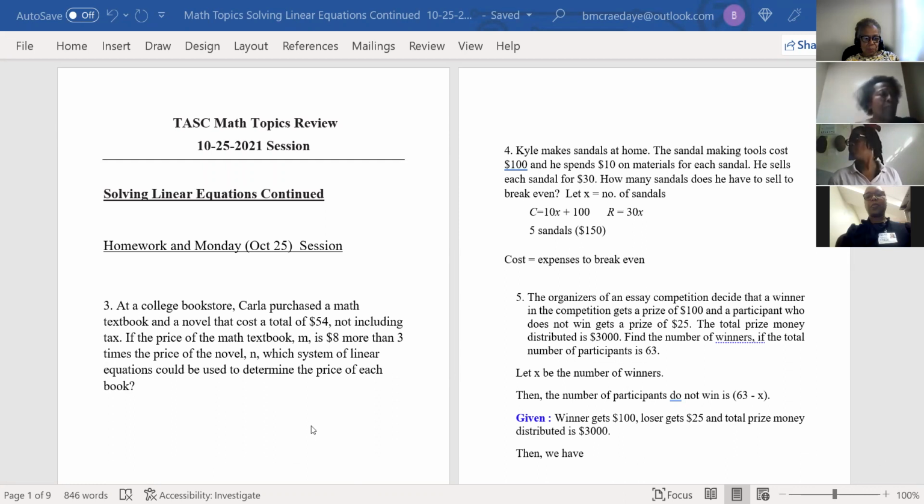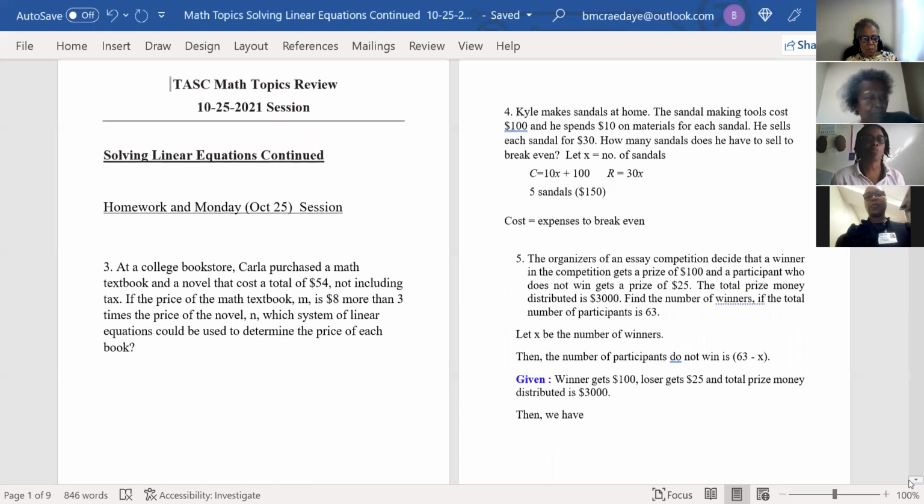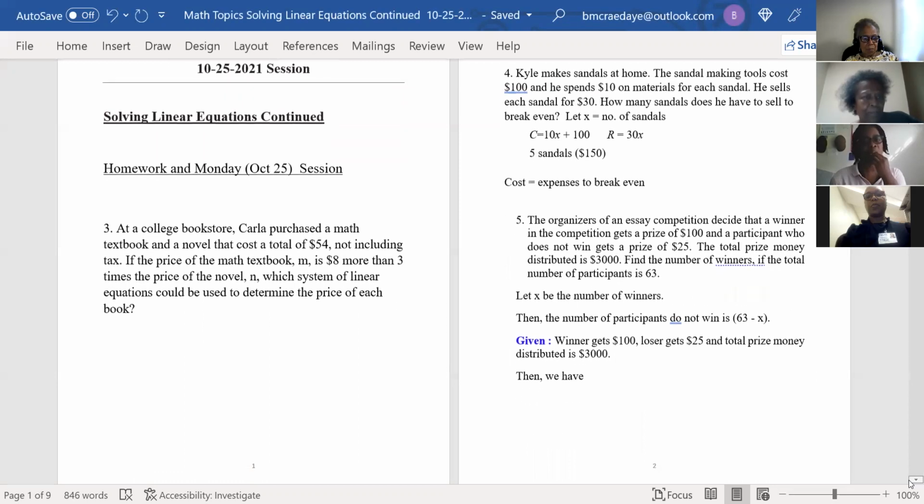At a college bookstore, Carla purchased a math textbook and a novel that cost a total of $54, not including tax. If the price of the math textbook M is $8 more than 3 times the price of the novel, which system of linear equations could be used to determine the price of each book?